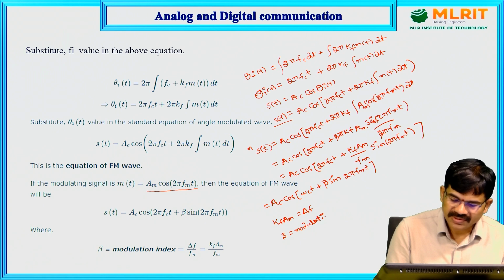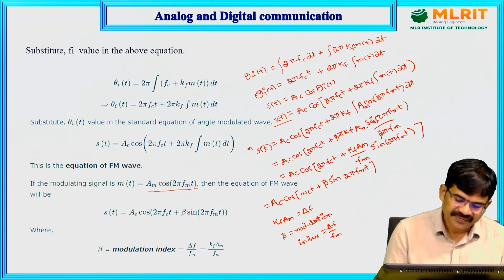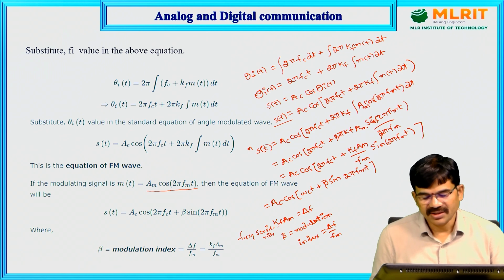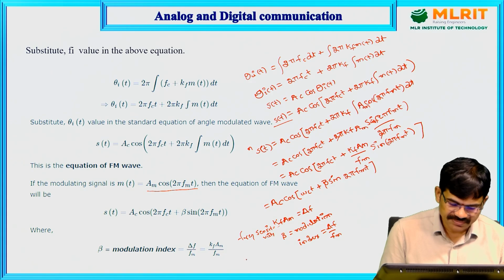Modulation index is equal to del f by fm, where kf is the frequency sensitivity, Am is the amplitude of the modulating signal, and del f is the frequency deviation.